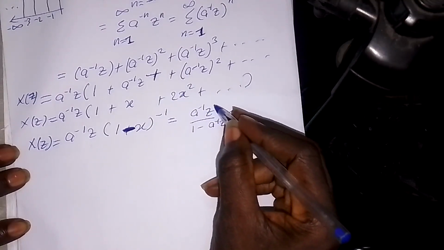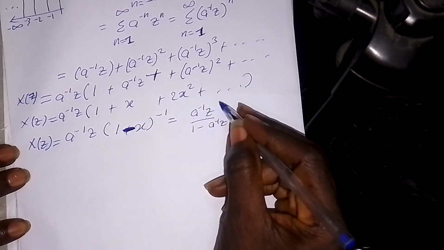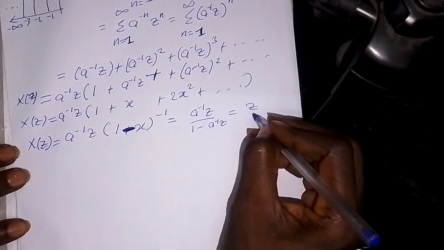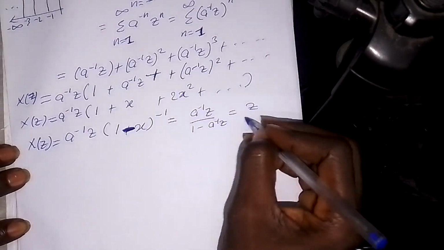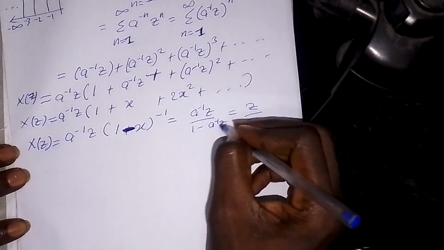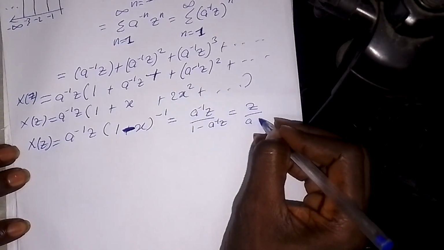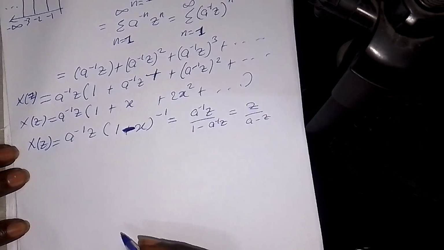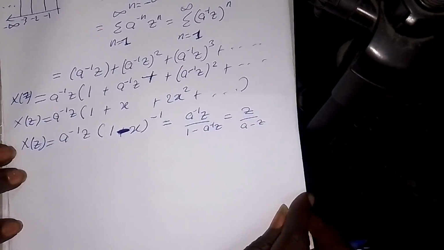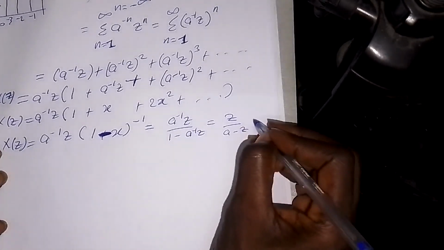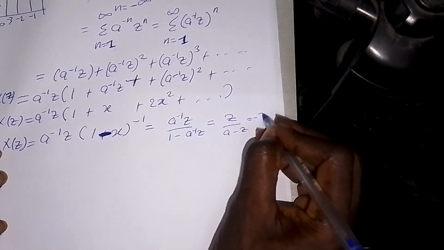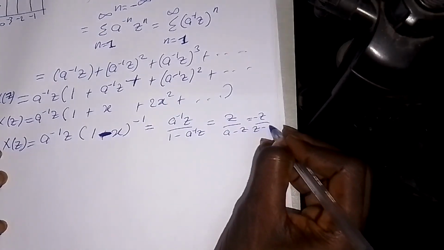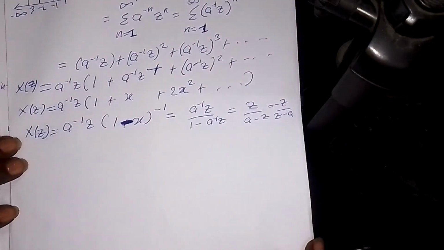Let's multiply through by a. If we multiply through by a, here we'll be left with Z, and here we will have a, and here we're going to have minus Z. If I also multiply through by minus 1, I get minus Z here, and here Z minus a. So basically this is going to be my answer.